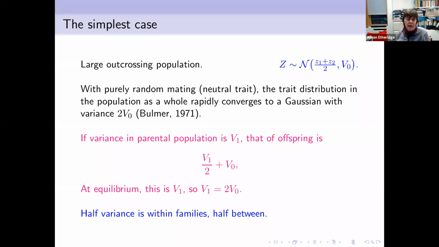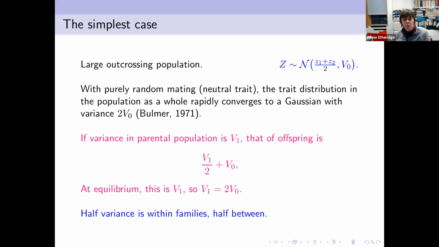Okay, so in that simplest case, though, where the variance is held constant, if the mating is purely random, which corresponds to a trait being neutral, and you just think of individuals as choosing their mate just uniformly at random from everyone else available in the population, then what Bulmer showed in 1971 was that the trait distribution in the whole population under this model will rapidly converge to a Gaussian. And that Gaussian will have variance twice V0. So V0 was the genetic variance within family, and the variance across the whole population is just going to be twice that. And it's informative, I think, to think about why that might be true.